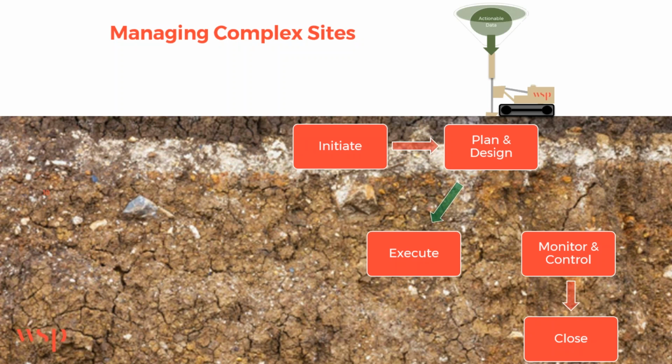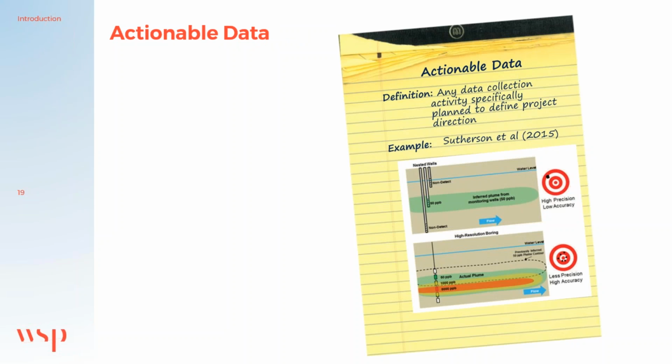The way to break the cycle is to inject actionable data early on into the project management cycle. Actionable data provides a more direct path to closure. So what is actionable data? Well, actionable data can come from any data collection activity that defines project direction.